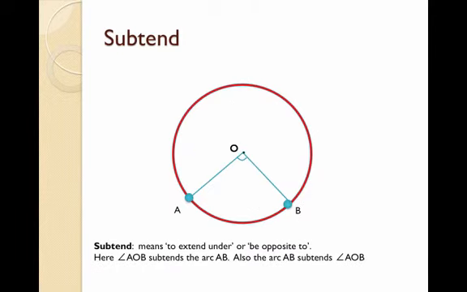Subtend is a word used often in circle geometry. It means to extend under or be the opposite to. Here we have the angle AOB, which subtends the arc AB. Conversely, the arc AB can be said to subtend the angle AOB. The use of this word is very common in this topic.